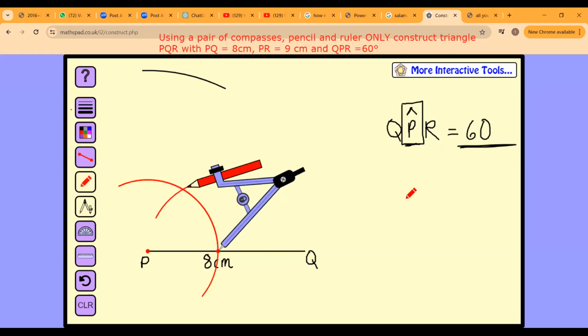Next, Ajani, what do we do? Because we're trying to construct a 60-degree angle. What are we going to do? Are we going to draw a line that passes through this point? Are we going to do that, Ajani?